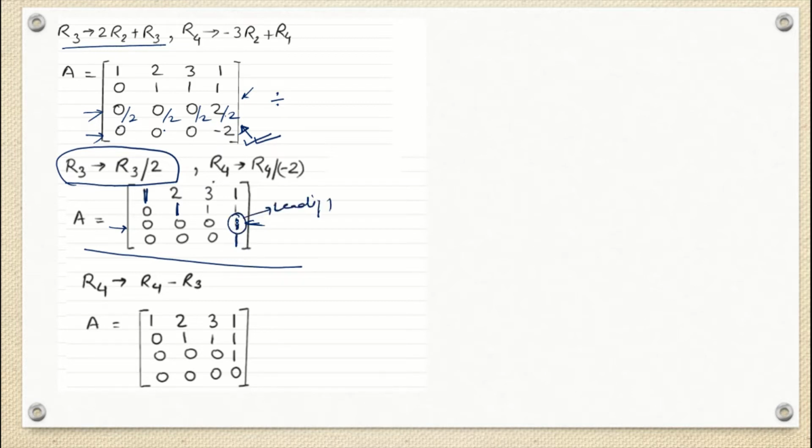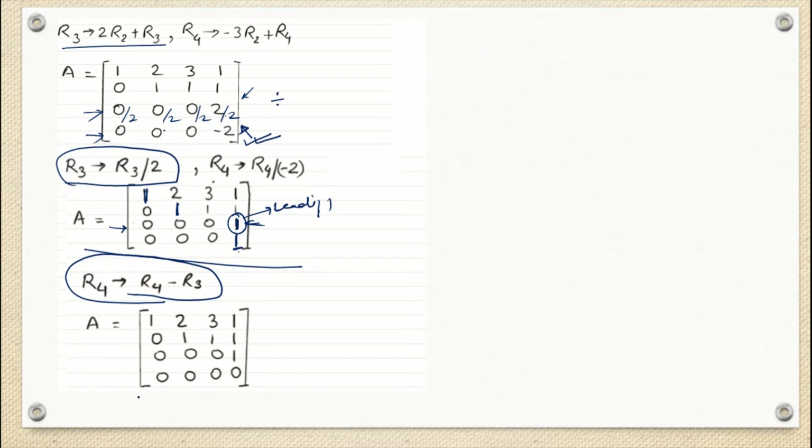But I can see that below this leading 1 I should have 0, right? So what is my goal? My goal is that at this position I should have 0. For that, which operation should I perform? I can see that R3 and R4 are both the same. So if I just subtract R3 from R4, it will give me 0. Fine, 0 minus 0, and then here 1 minus 1 is 0.